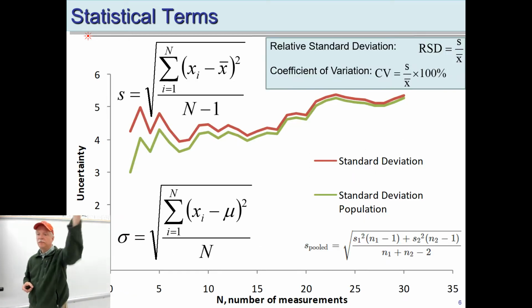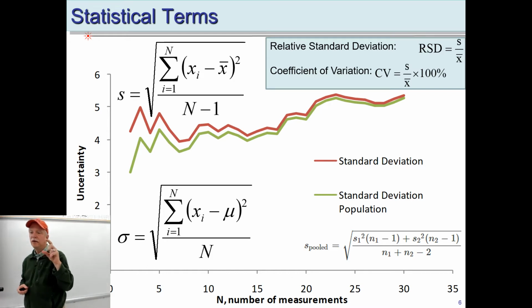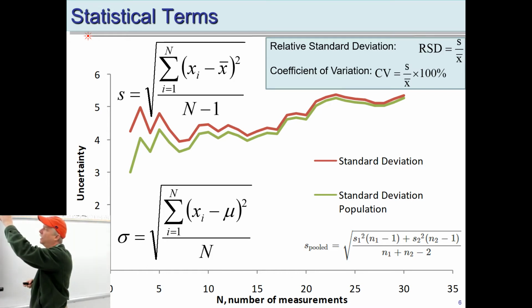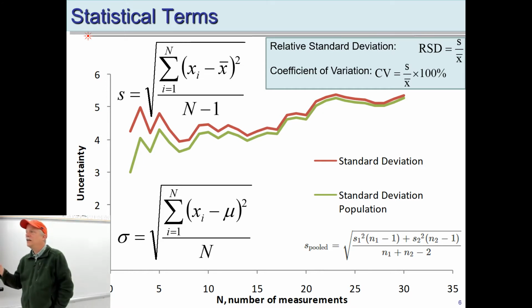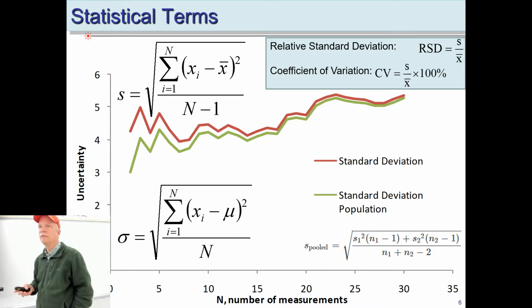So here's the sample and the population data in the red and the green. As the number of measurements increases in this particular set of data, notice how the standard deviations converge. They don't become exactly the same, but they're close enough to the same at around 14 or 15. Is there something magic that happens at 14? No. Okay, so like I said, it's just convention that we say 14 or more, 15 or more data points, you have a population.